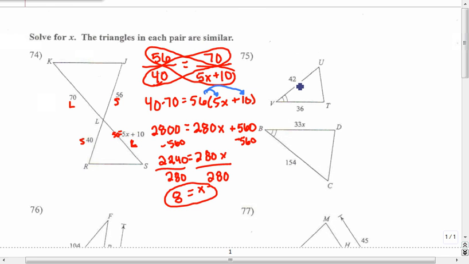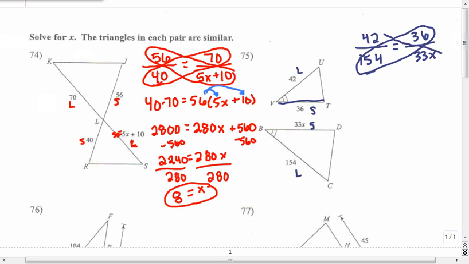Okay, on 75, let's compare what sides match with one another. So the 36 side, is that my small or my large side? Small. I mean, it's the medium in the whole triangle, but we only have information about 2. So of the 2 that we know, it's the smaller one. Okay, what's the smaller one down here? 33x is the smaller side, which means 42 is my larger side, and 154 is my larger side. So let's set up our proportion. We've got 42 compares to 154. 36, going back up to the original triangle, compares to 33x.